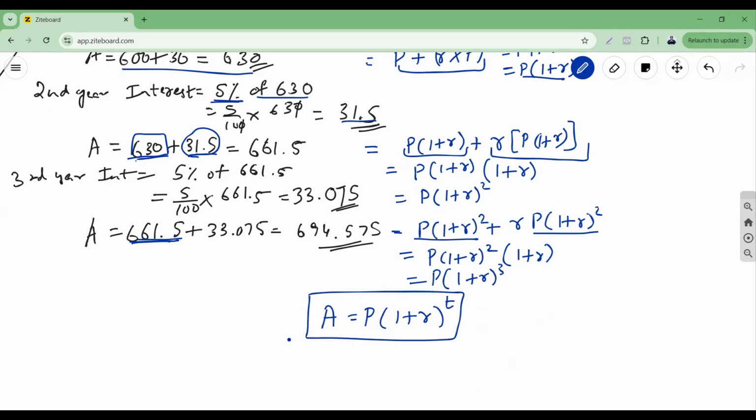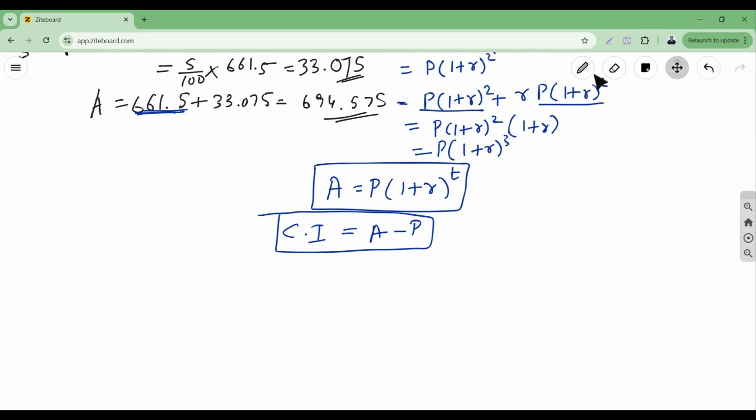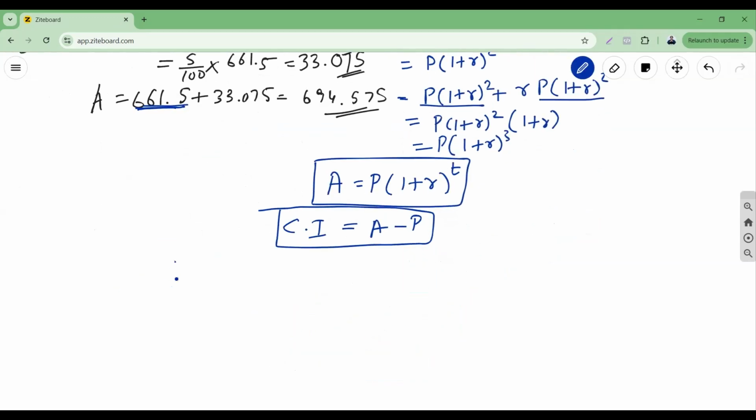Once we find the amount, you subtract the principal from the amount, and you get the compound interest. That's it. So this is how you calculate compound interest. That means, if I am going to lend or borrow, let's say, $600 at a rate of 3% compounded annually for 5 years, how much will I have to pay at the end of 5 years?